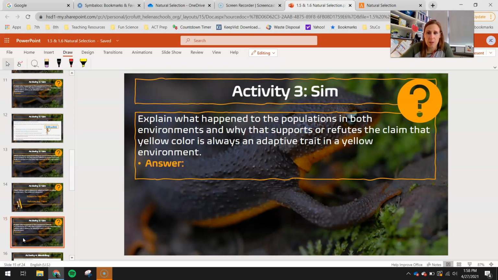And then explain what happened to the population in both environments and why that supports or refutes the claim that yellow color is always an adaptive trait in a yellow environment.